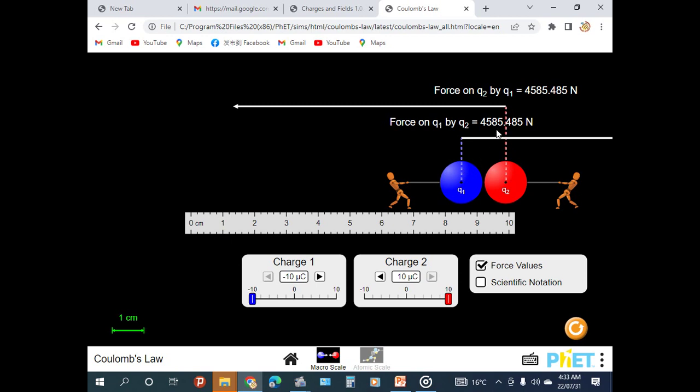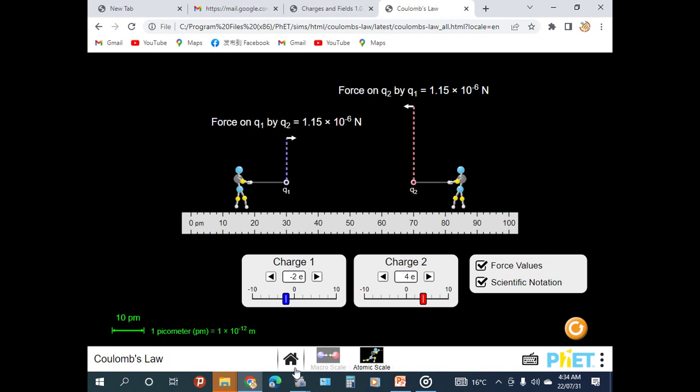Here the force between the two charges is highly increased. Scientifically, there is 4.5 times 10 to the power of minus 3 Newton of attractive force between them. The force on Q1 is 4585 Newton, and the force on Q2 by Q1 is 4585 Newton, in atomic form, the micro forms.